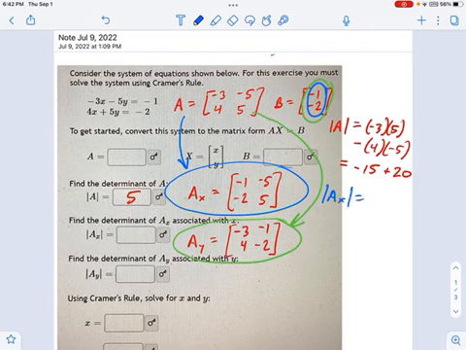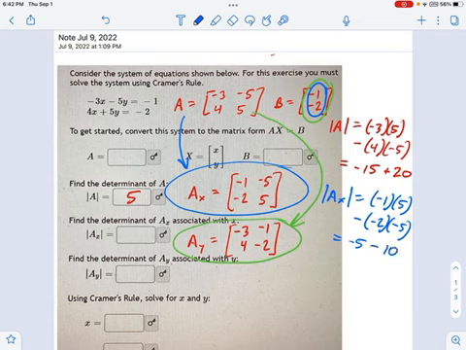That's going to be negative 1 times 5 minus negative 2 times negative 5. So work through all those minus signs. Really be careful at this point because mistakes are not great when you're working with matrices. This is going to be negative 5 minus 10, so that'll be negative 15.